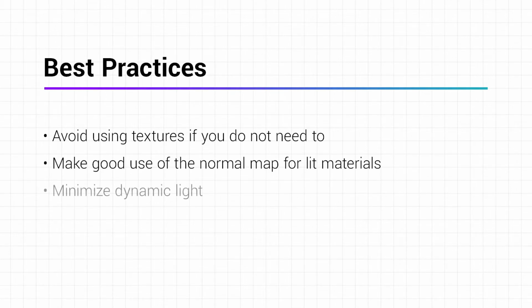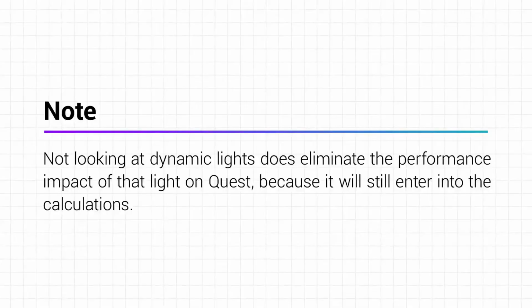It's also a best practice to use as little dynamic light as possible. Just like in scene management, when you are no longer looking at a scene that requires lights, disable them or hide them. This applies to scene components such as facades or backgrounds. Simply not looking at dynamic lights is not enough to eliminate the performance impact of that light on Quest, because it will still enter into the calculation.